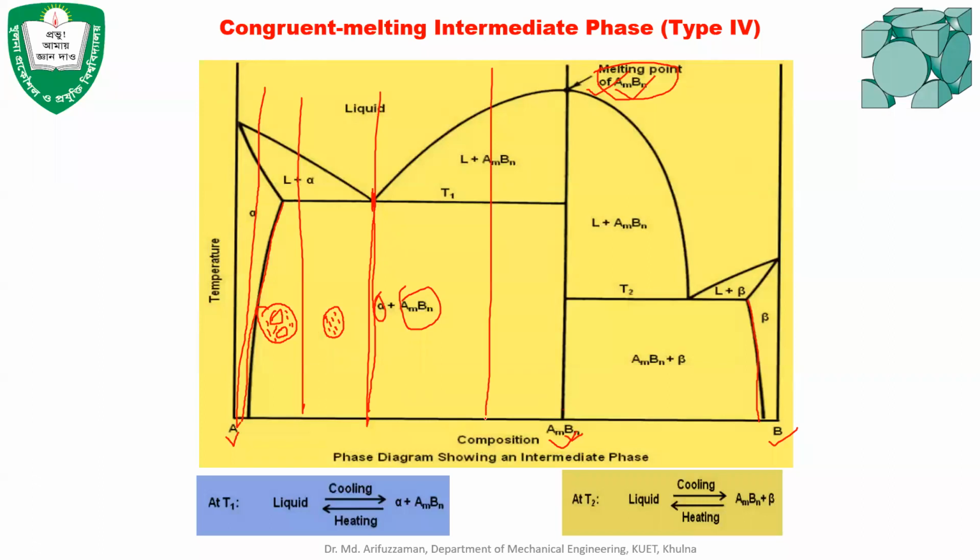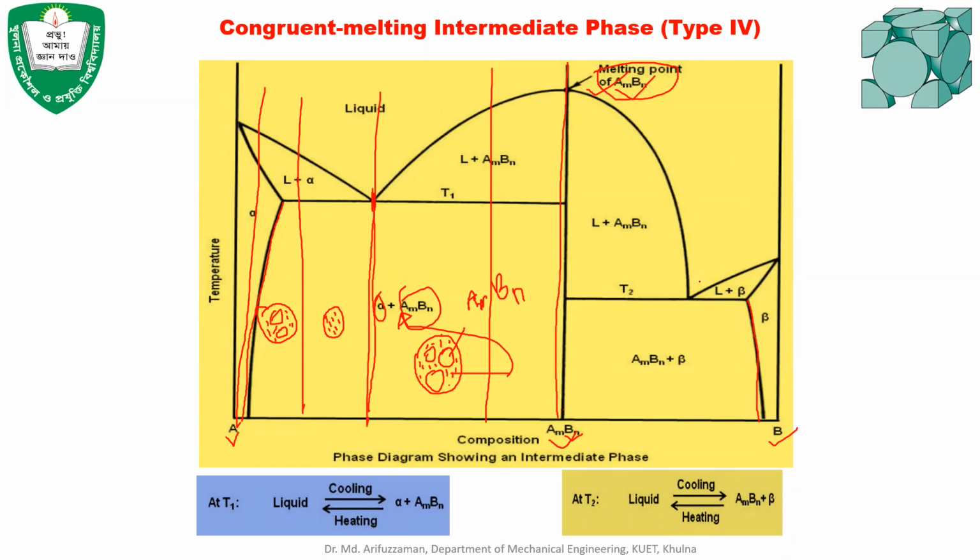And if we consider an alloy in here, then the microstructure will look like crystals of AMBN, and the rest of the liquid will be transformed into the mixture of alpha plus AMBN. It is similar to the type 3 diagram. The only difference is that there will be an intermediate alloy that is indicated by this vertical line.